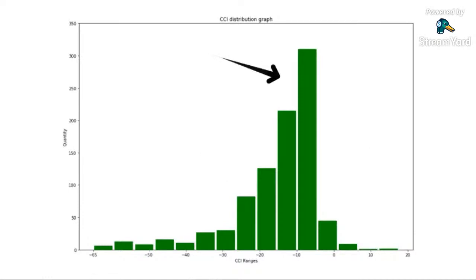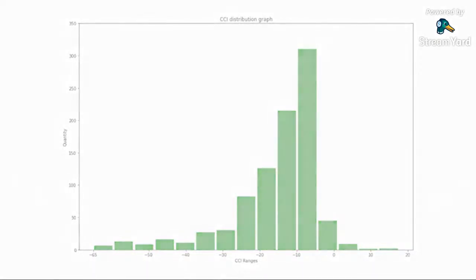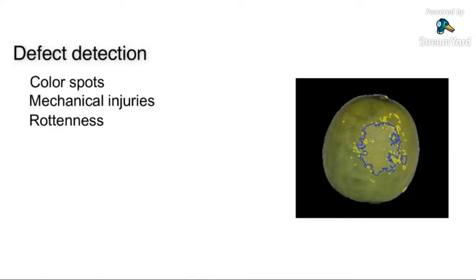The biggest group shows that most of the samples complied with the desired color, but there are outliers on both sides of the graph, which indicates the presence of lemons with darker and yellower hues. For defect detection, the algorithm only detects certain kinds of defects, such as color spots, mechanical injuries, and roughness. However, the system cannot predict if a lemon will develop defects and could wrongly classify a lemon as a defective one if it's not within the color threshold.